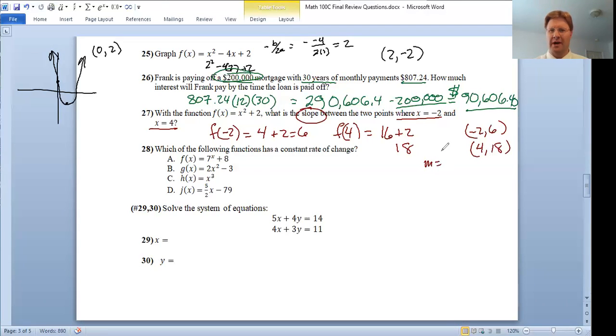Slope is y minus y over x minus x. That's 18 minus 6 is 12 over 2 is 6. So the slope is 6.